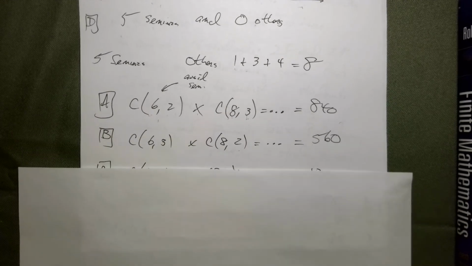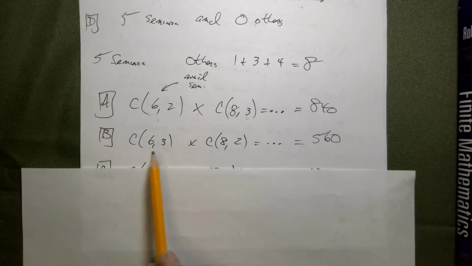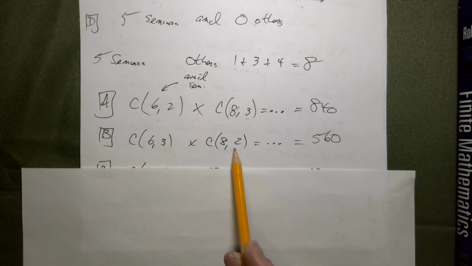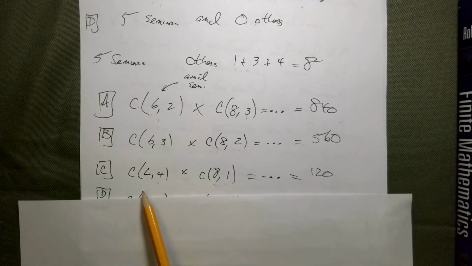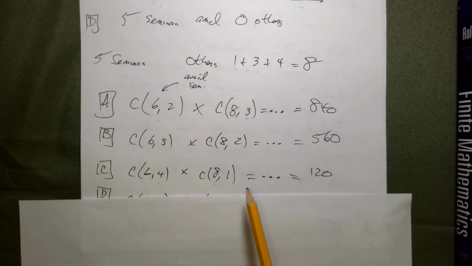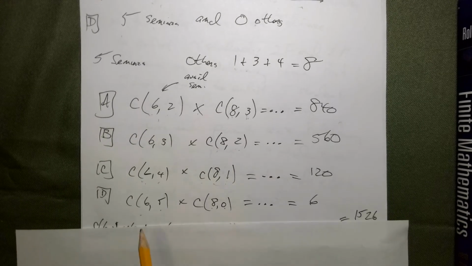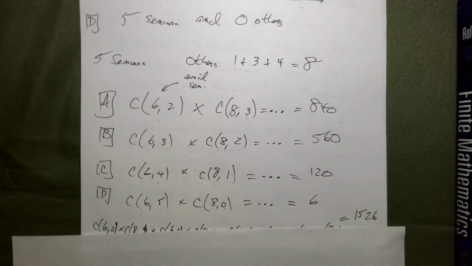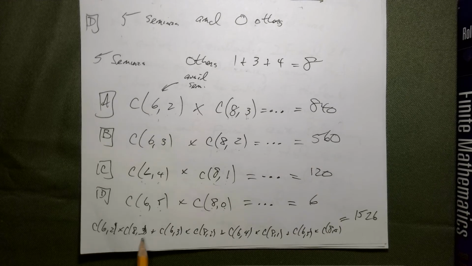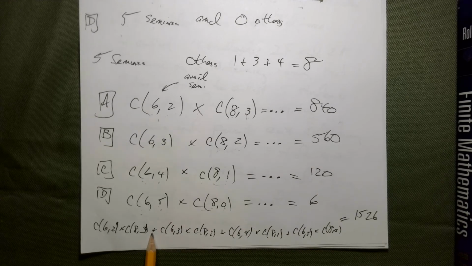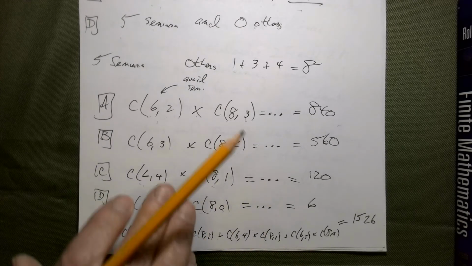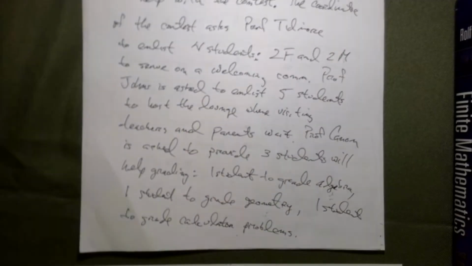All right, so then the next one means I could have 3 seniors and 2 others. Or I could have 4 seniors and 1 other. Or I could have all 5 seniors and none of the others. So this or this or this or this, you do what? You multiply for and, and add for or. That's how we find out how many there are.